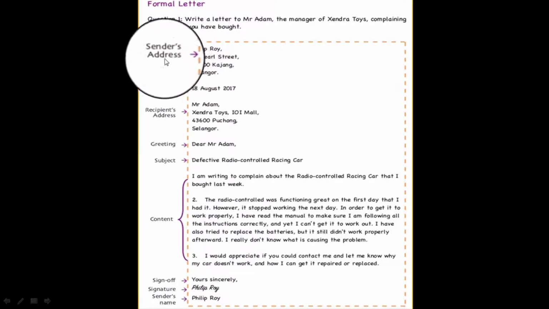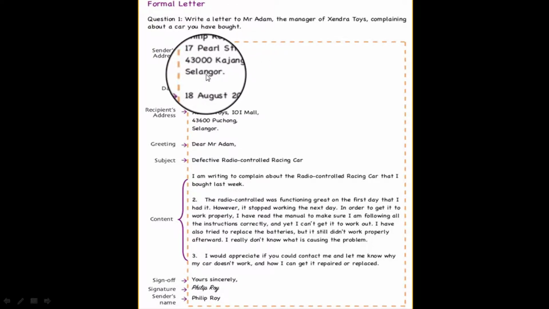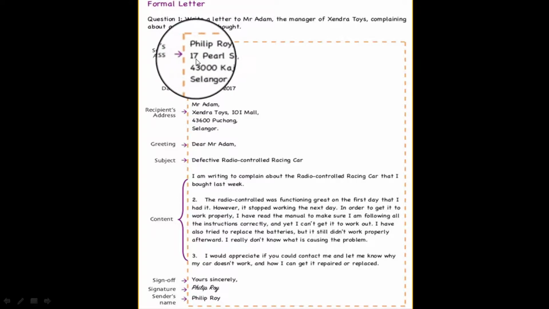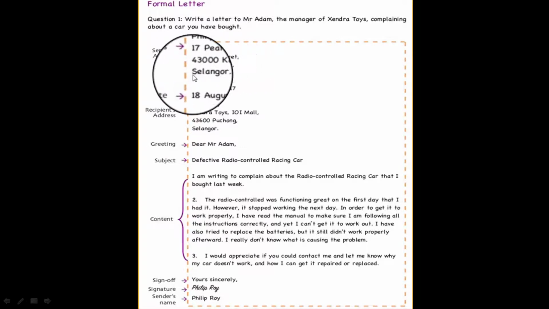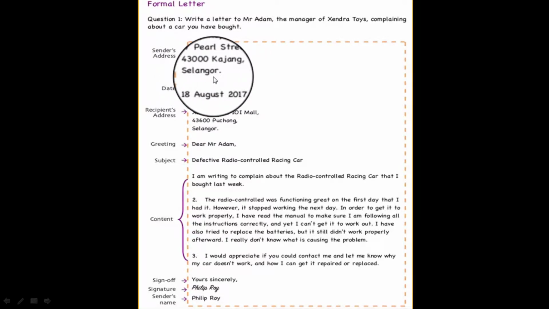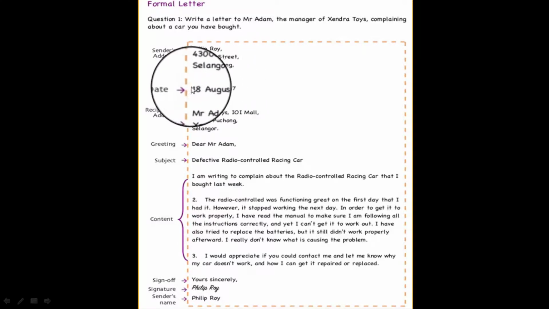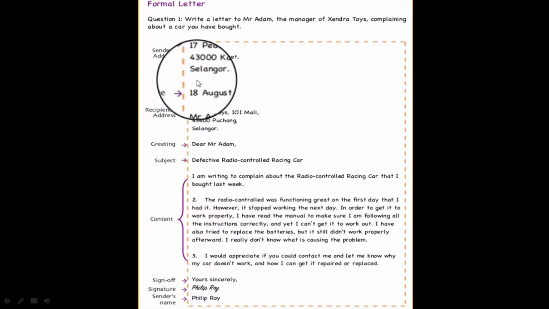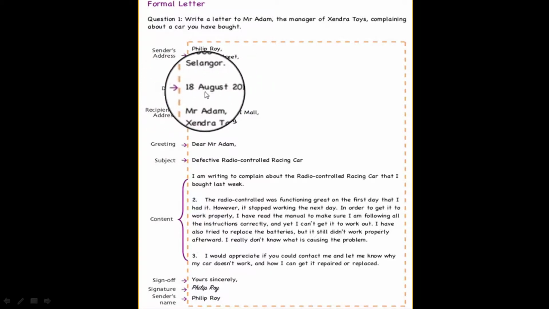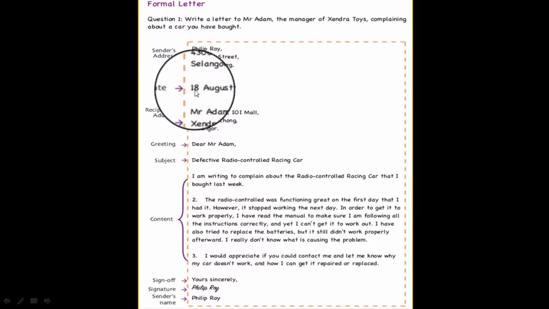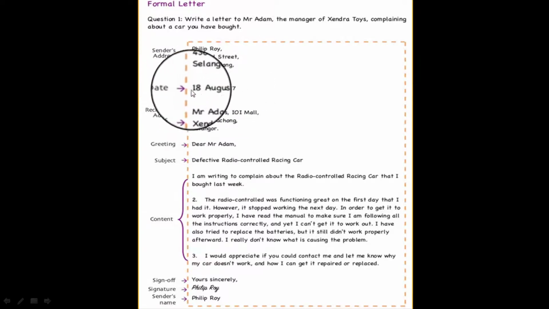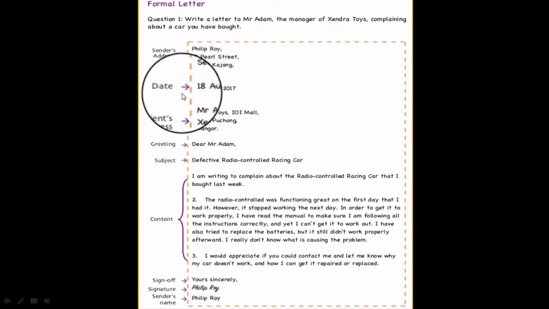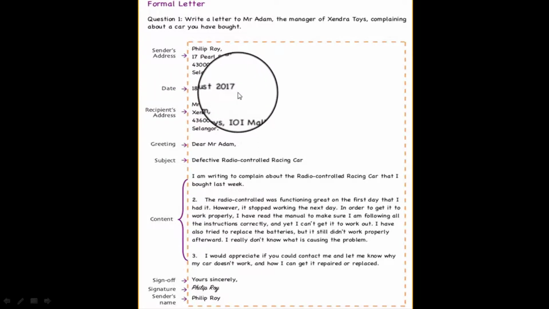This is the sender's address, the address of the person who is writing. Philip Roy, 17 Pearl Street, and this is the pin code. Kajang is the city, and Selangor is the name of the state. After this, there is a blank space, and after that the date is here. I told you how to write the date. This is the best pattern, 18th August 2017. Notice there is no 'th' term like DAT. Simply write 18th August 2017.